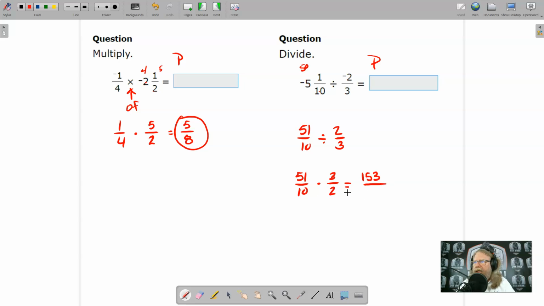And 10 times 2 is 20. I could enter, I believe IXL will take, 153 over 20. But 20 goes into 53, 5, 6, 7 times? That would get you to 140, leaving a remainder of 13. So 7 and 13/20ths would work.